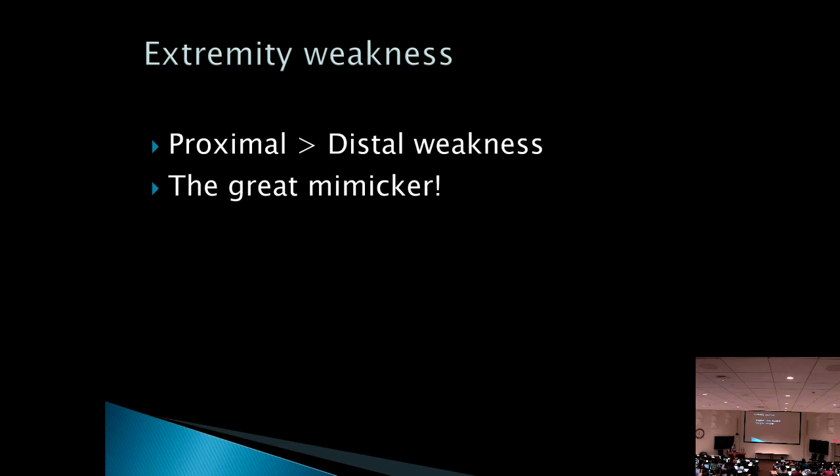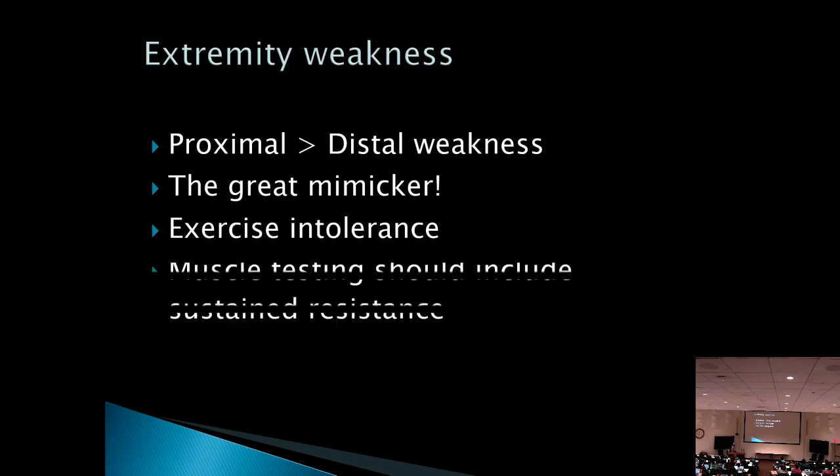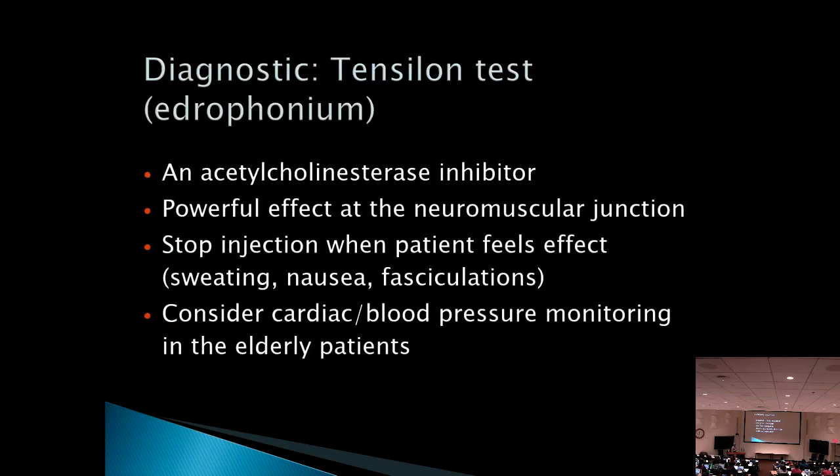But again, a great mimicker, my patient had weakness playing the piano. So it can do all kinds of things. It can make it hard to diagnose. Okay, so exercise intolerance, again, if you've got weakness of these muscles, just like walking upstairs is difficult for a patient with myasthenia. You're walking up 3 flights of stairs, I mean, you've really fatigued those neuromuscular junctions at that point, and patients will just say their legs feel very heavy. So muscle testing should include sustained resistance, which we don't do routinely, but if you're thinking about myasthenia, you have to. All right, so how do you diagnose myasthenia gravis?